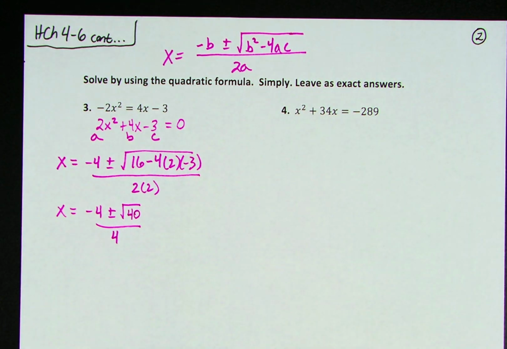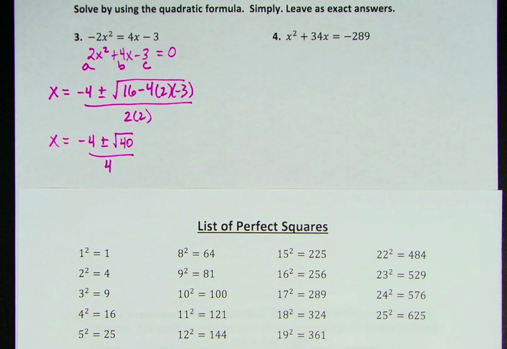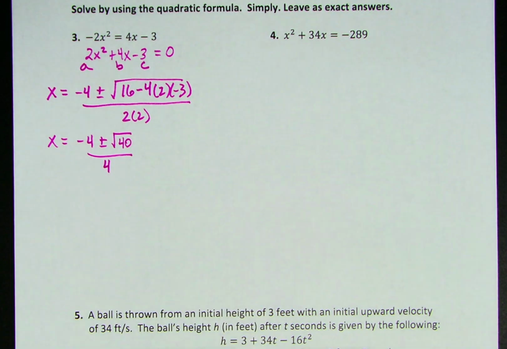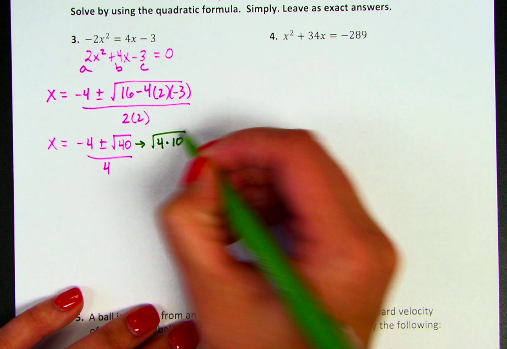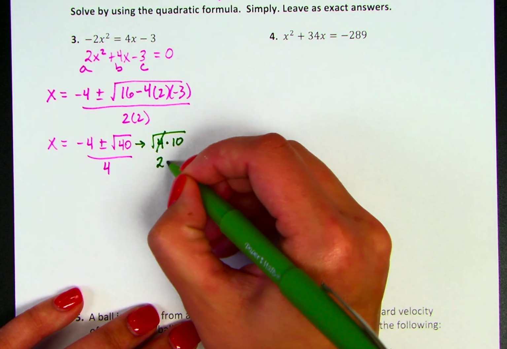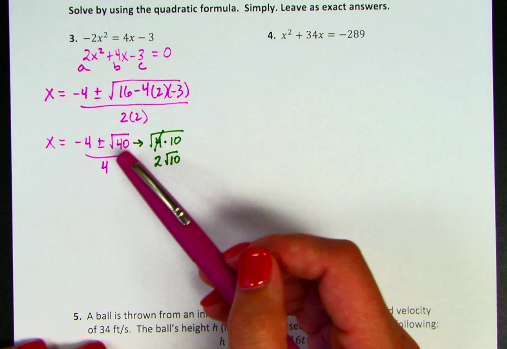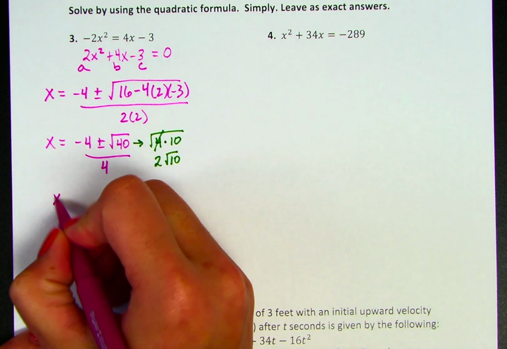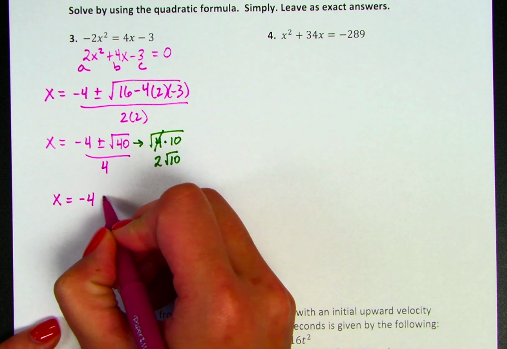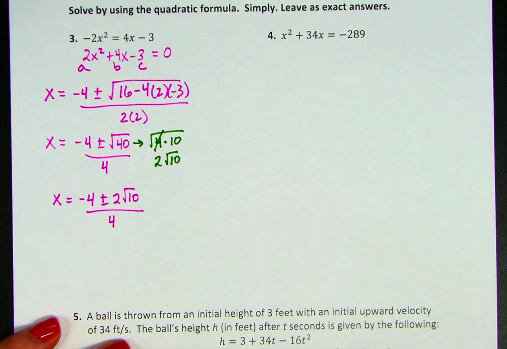And then next we have to simplify our radical. As I'm looking at my list of perfect squares, the highest perfect square that divides into it is 4. So I'm splitting this as 4 times 10. And then the square root of 4 is 2, so that goes on the outside. 10 stays on the inside. So I'm replacing the square root of 40 with what it simplifies to. So this is x equals negative 4 plus and minus 2 square root of 10 all over 4.